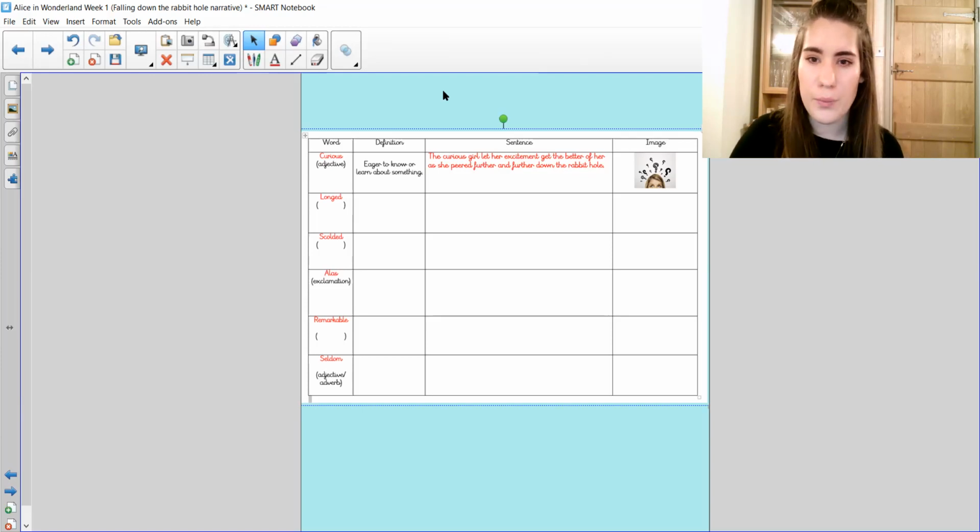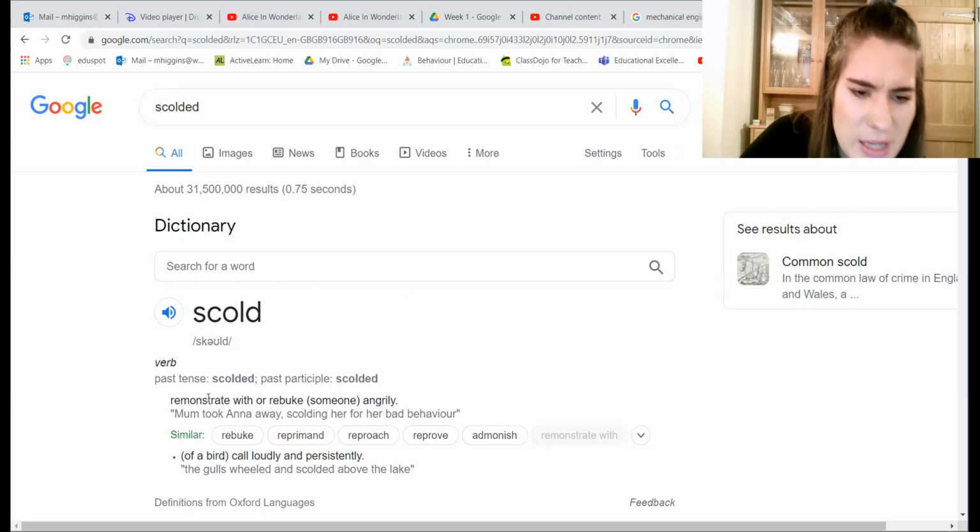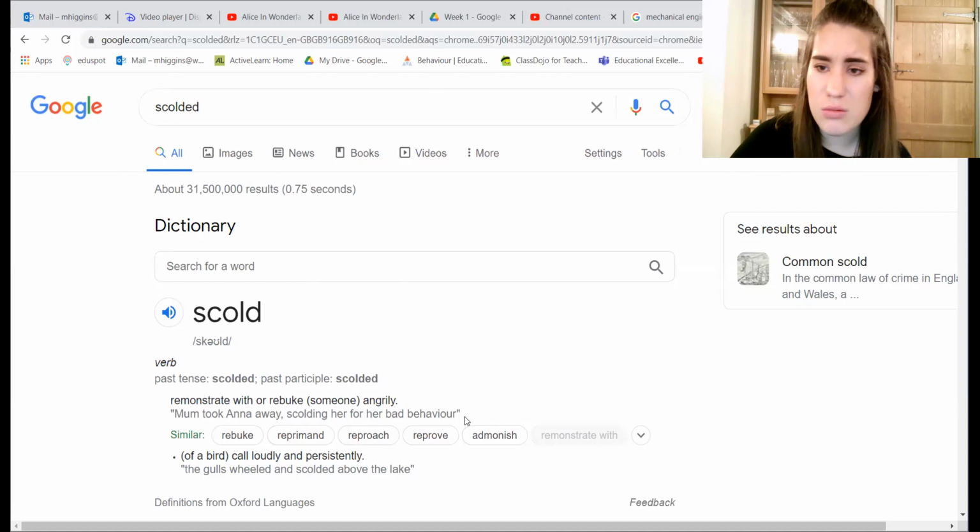I'm going to show you an example. Okay, so here then, I have searched for the definition of the word scolded because I'm not really that confident with the word scolded in terms of what it actually means. But if I search for my definition, it says "to remonstrate with or rebuke someone angrily." Now, those words mean even less to me than the word scold means. So there's no point in me writing that as my definition.